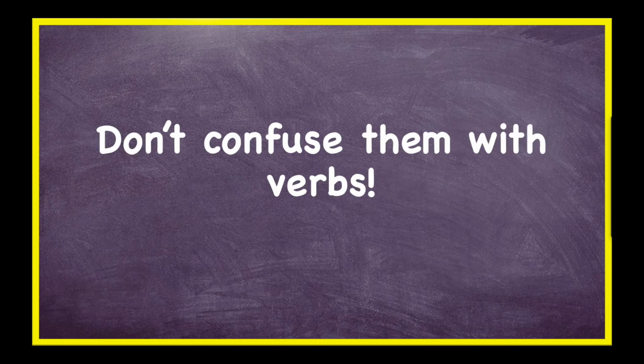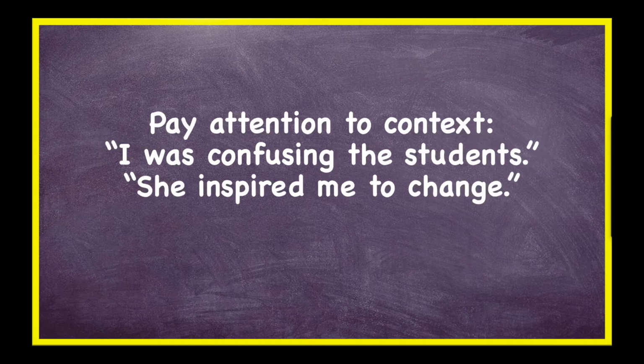And make sure you do not confuse them with verbs, all right? Don't confuse them with verbs. For example, you need to pay attention to the context. I was confusing the students, which of course means that the teacher was teaching in a way that made the students confused, right? But this is a verb. I was being confusing for them. I was confusing them. And she inspired me to change. So this means that she was inspiring, right? There is not the verb to be. It's not she is inspired. It is she inspired me. So there is an object after the verb. It's a transitive verb, right? She inspired me. I was confusing the students. But hopefully, not this time.